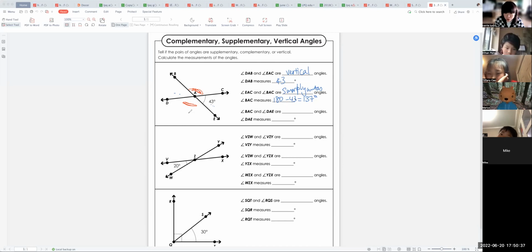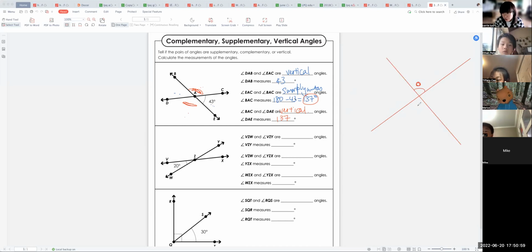Nobody knows? So they are looking at each other. Vertical, very good. I heard somebody said, who said that? Maris? Me. Daniel said it, very good. So what does DAE equal? Because BAC equals 137, DAE also equals 137. Understand? For any lines that are crossing each other, this angle and this angle are vertical, and this is also vertical to each other.